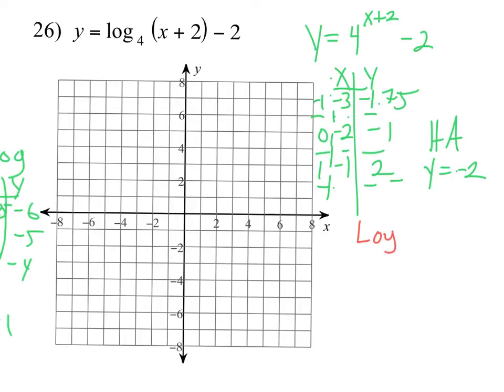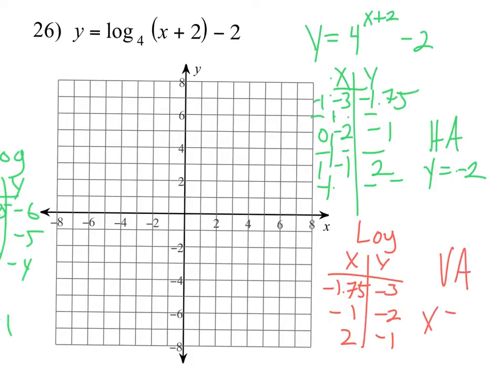Okay, my log table is going to be -1.75, -3; -1, -2; and 2, -1. And my vertical asymptote is going to be x equals -2. Then we get -1, -2, and 2, -1. The graph should look something like this.